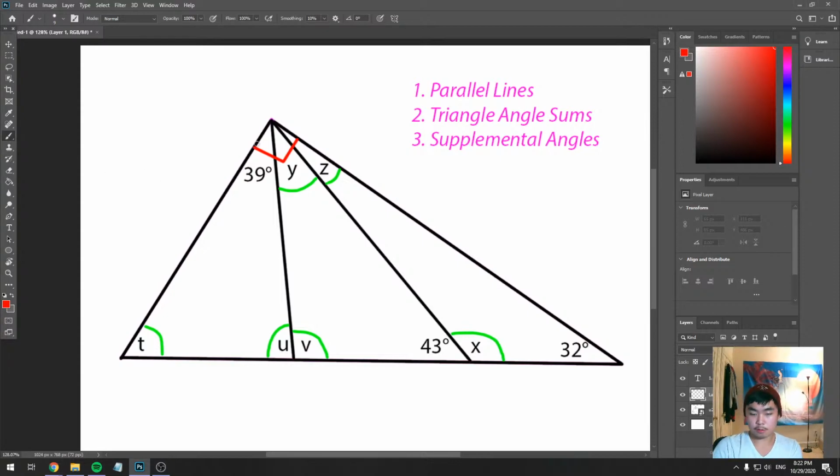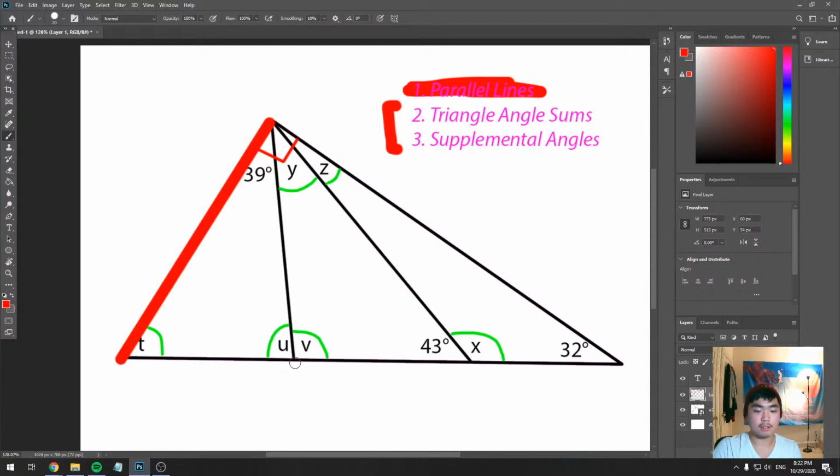So without further ado, right, we want to solve for t. Now, this problem has no parallel lines, so automatically we can just get rid of this strategy, right? We don't have any parallel lines. So we're going to be really focusing on these two. So for angle t, right, first off I noticed that there's 3 triangles here, right? One triangle, middle triangle, third triangle.